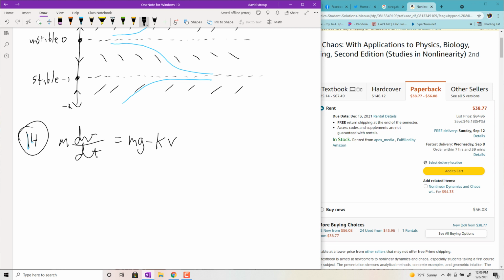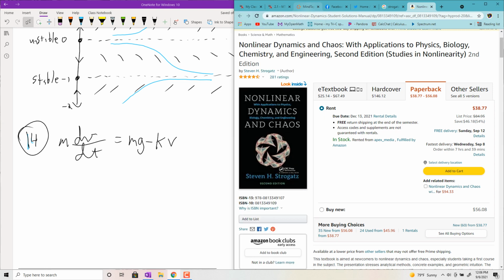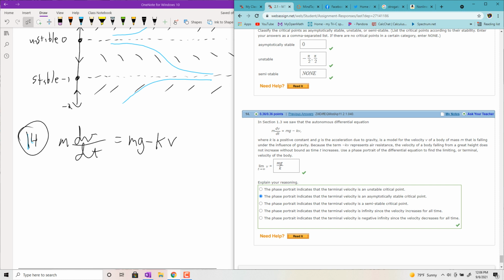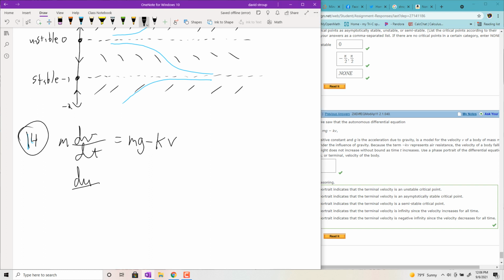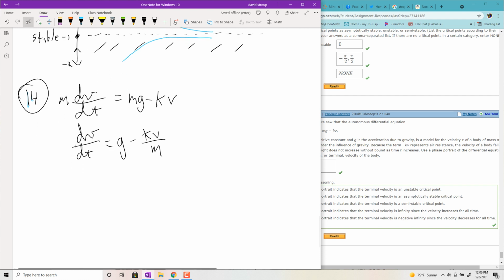Okay, so anyways, let's look at number 14. Let's see what we got here. They gave us an autonomous differential equation for an object that's falling, and then it has this wind resistance term as well. Let's go ahead and clean it up first. dv/dt equals g minus kv over m. Instead of y, the dependent variable is v. Okay, so this is autonomous.